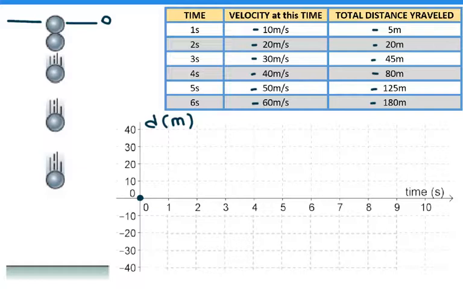In 1 second, the object traveled a distance of 5 meters. I'm going to say -5 because it's going down. So -5 meters in 1 second. In 2 seconds, the object traveled a distance of 20 meters. In 3 seconds, the object traveled a distance of 45 meters. So it looks like my graph is going to look like this.